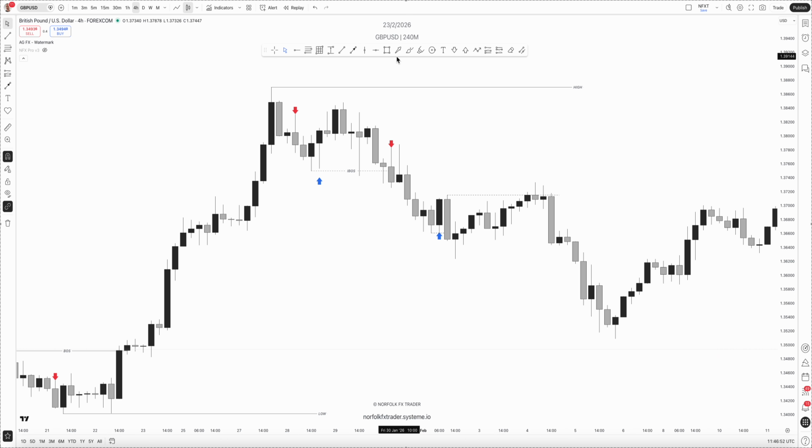Why is it doing this? Well, let me just show you what we have sitting in between. Right here, we have a leftover imbalance in the market. And I will show you later how these will actually be drawn for you as well inside the trading range.